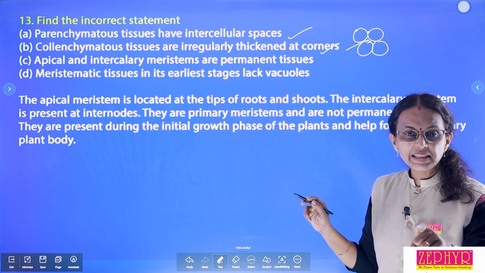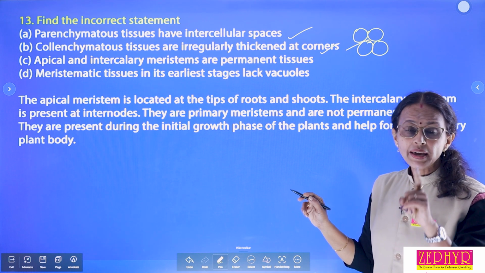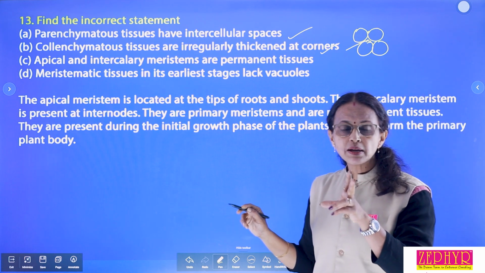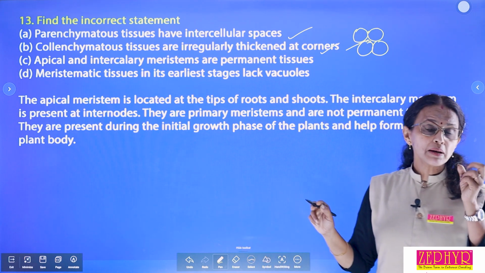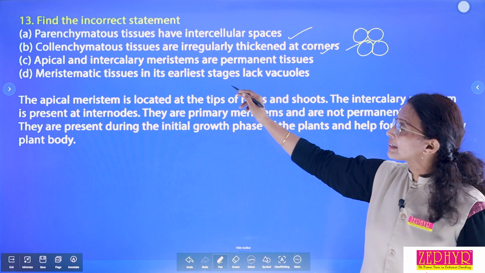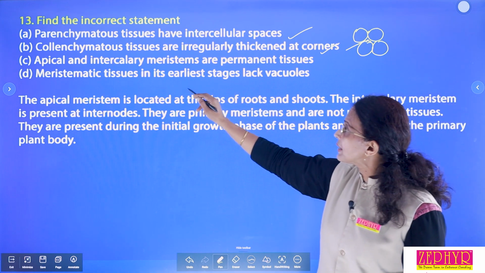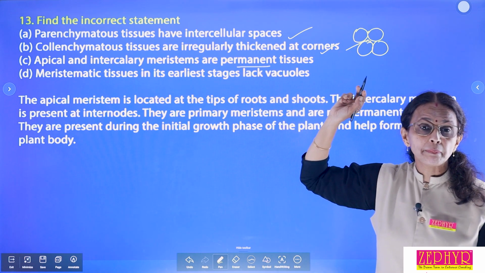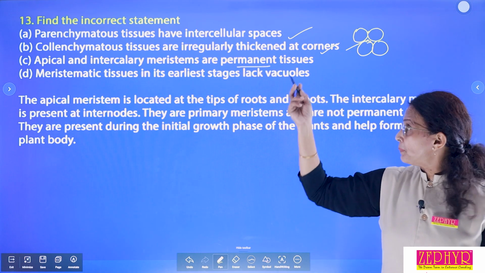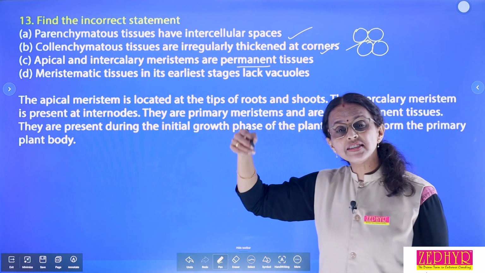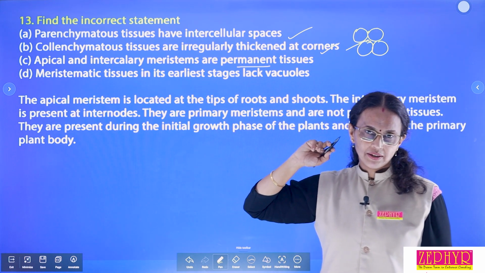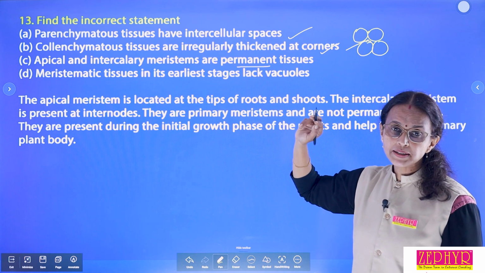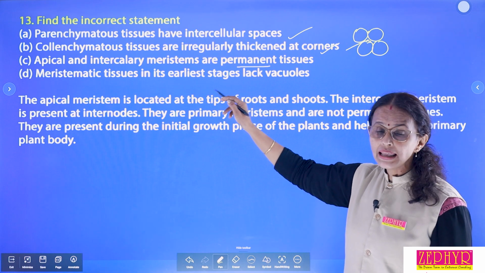Third, apical and intercalary meristems are permanent tissues. Apical and intercalary meristem, those are meristems. Meristems are primary meristem and secondary meristem. Apical meristem is primary meristem, and lateral meristem is secondary meristem. Apical and intercalary meristems are not permanent tissue, they are primary meristem. Permanent tissues are derived from meristem by differentiation. Primary meristem, for example, apical meristem and intercalary meristem, and secondary meristem, for example, lateral meristem.